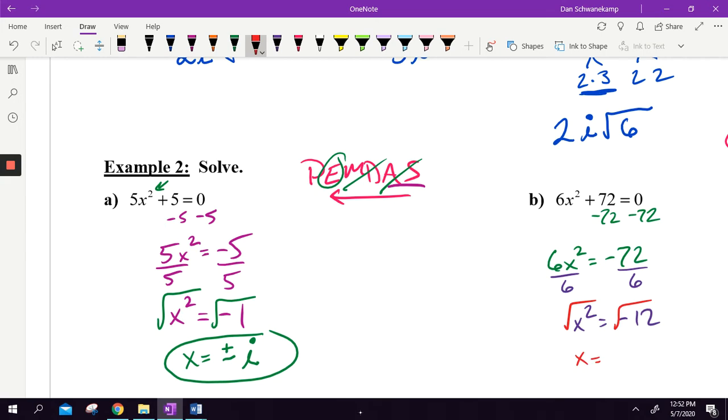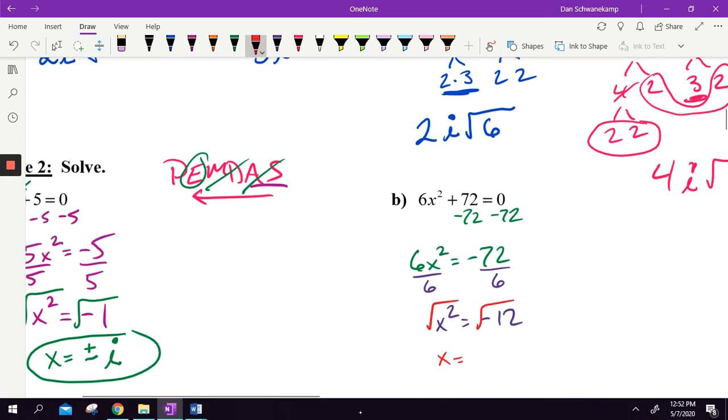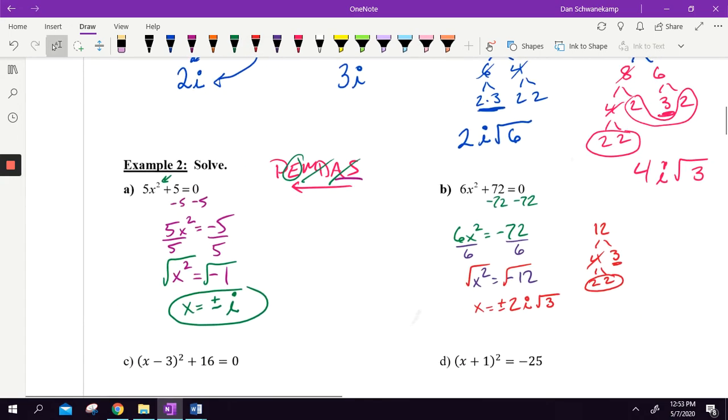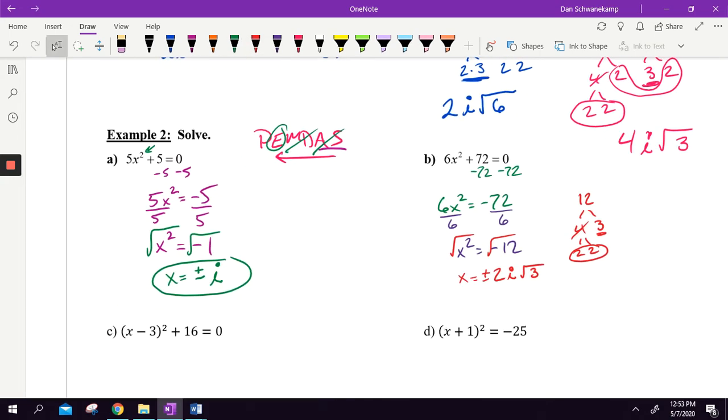X is equal to, 12 doesn't break down evenly, so I'm going to go ahead over to the side. 12 breaks into 4 and 3. 4 breaks down into 2 and 2. So I'm going to get plus or minus because I'm taking the square root. I got a pair of 2s, so I got that. I'm taking the square root of a negative, so I'm going to include the letter i. And then the square root of what's left over here with the 3. So plus or minus 2i radical 3 there on B.